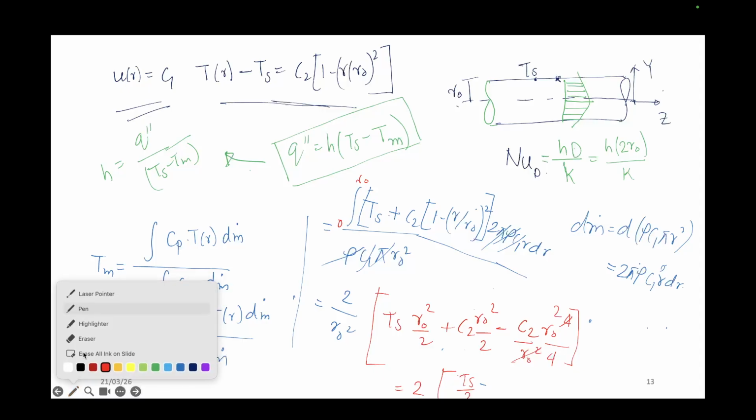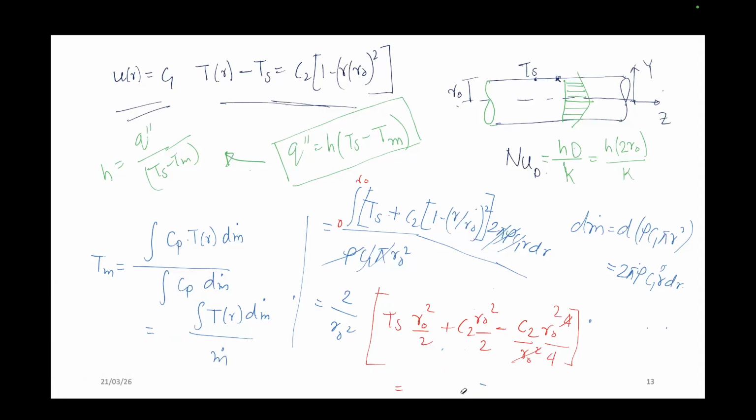Okay, let me simplify it this way. I just multiply this thing into this one. So I will get the Ts and this one plus C2 minus C2 by 2. So this one is your Ts plus C2 by 2. So what is this value? This is the value of your Tm. The Tm is Ts plus C2 by 2. Okay.